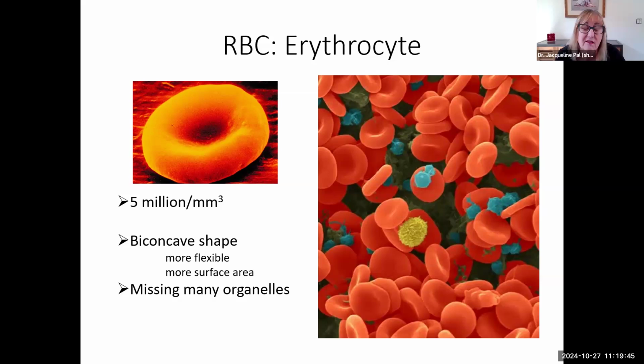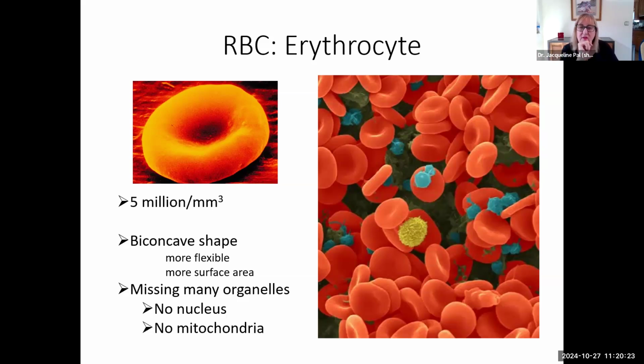Now, the reason why the red blood cell has this biconcave shape is because it's missing many of its organelles. Okay. If there was a nucleus there, you would have a bulge in the middle. There's no nucleus, which means there's no DNA, which means there's no transcription or translation that can happen. So there's no DNA replication, which means the cell cannot reproduce, which means the cell is dying. In addition, there's lots of other organelles missing, including no mitochondria.